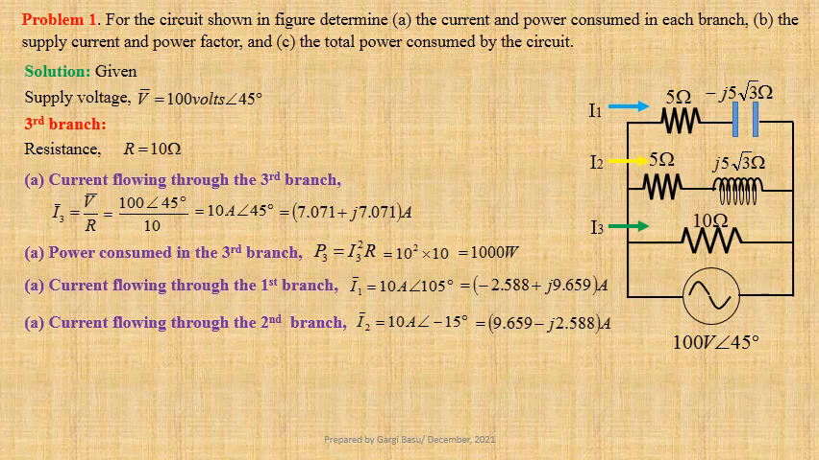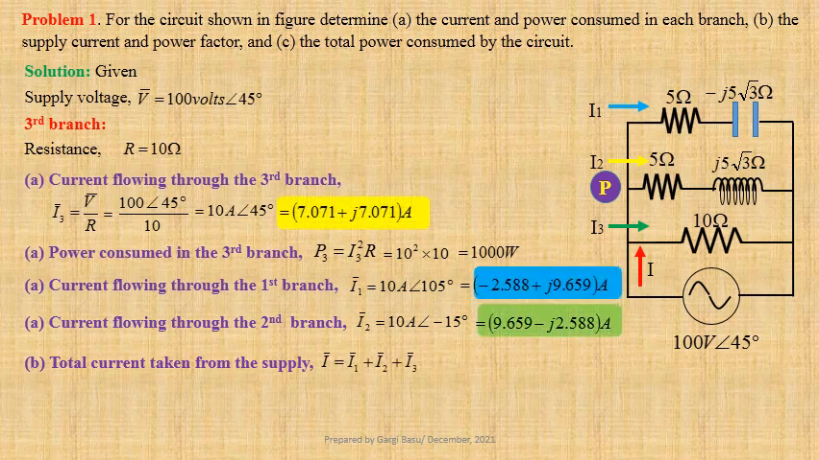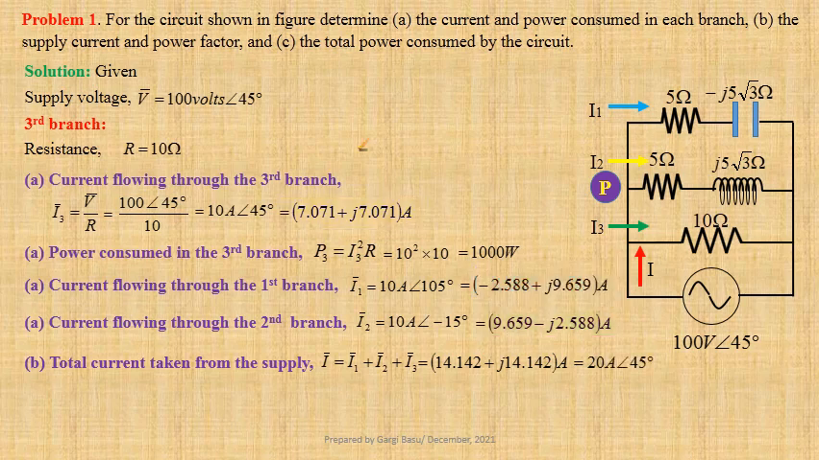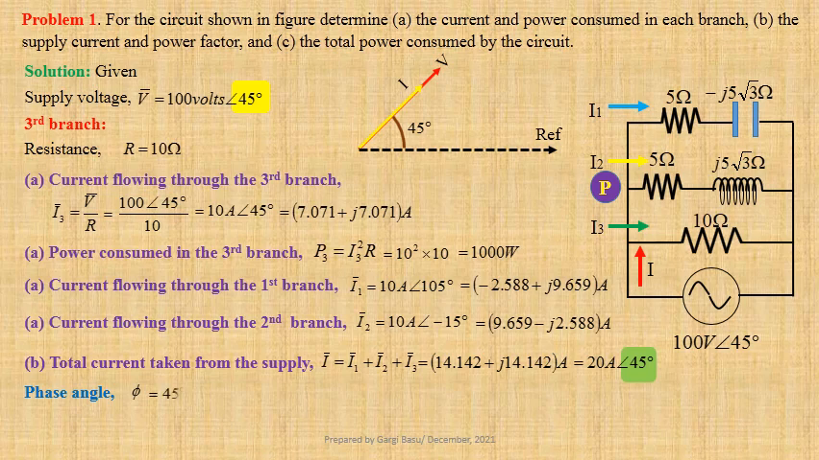Applying Kirchhoff's current law at node P, we get total current taken from the supply I equals I1 plus I2 plus I3. Using values we get 14.142 plus j 14.142 ampere. This may be written in polar form as 20 ampere at an angle 45 degree. Now the phase angle between supply voltage and current, phi equals 45 degree minus 45 degree, that is equal to 0 degree.